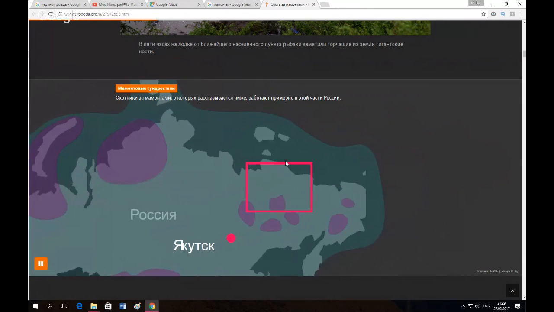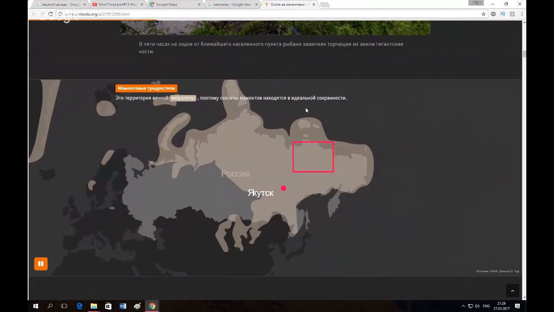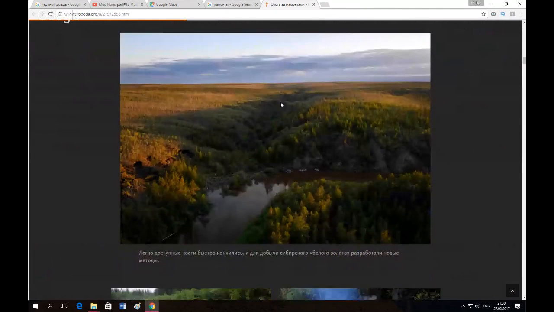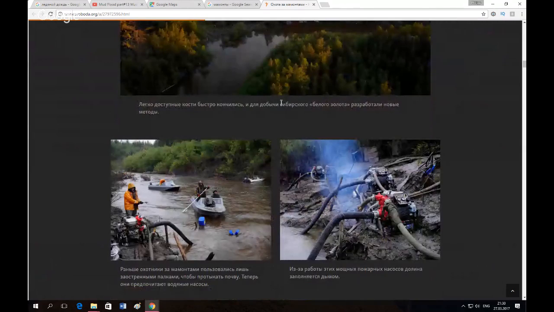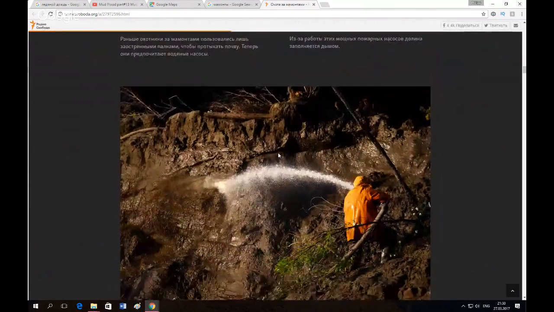So this is the area of the place in this report that is shown, and this thing marked here is the territory of eternal freezing. That's why the skeletons of mammoths are in ideal safety, not just skeletons. The bodies of mammoths are in ideal safety sometimes. Of course, much time has passed, but still, even the bodies of them are in ideal safety sometimes.